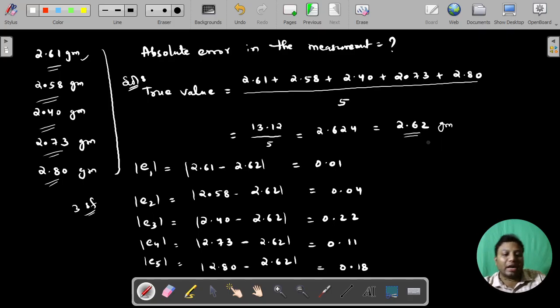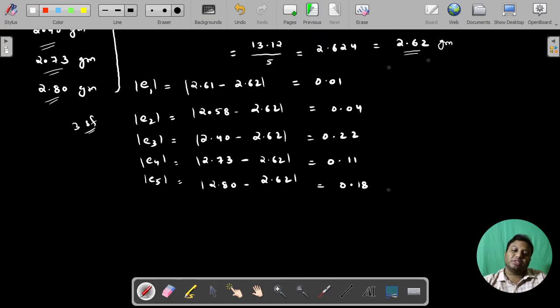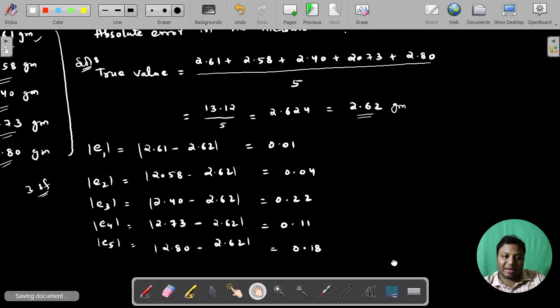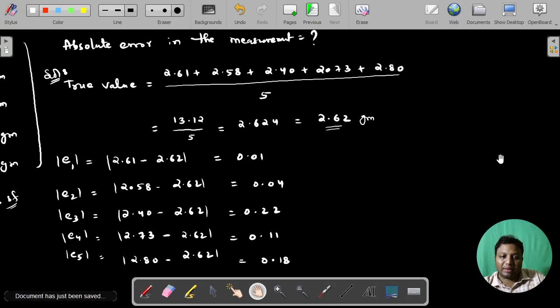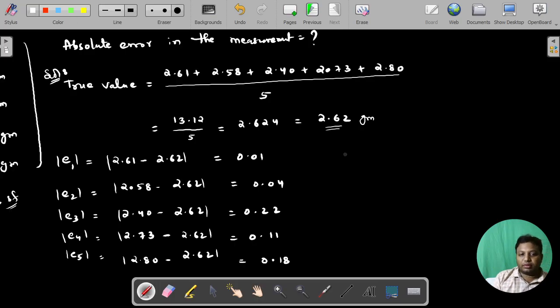So now we have to take the average of this. When we take the average of this, we get the mean absolute error. They are asking us the absolute error in the problem. Absolute error is the mean absolute error. The mean absolute error is denoted like this. So delta m, we are calculating mass here. So the mean absolute error of mass, in the measurement of mass here.